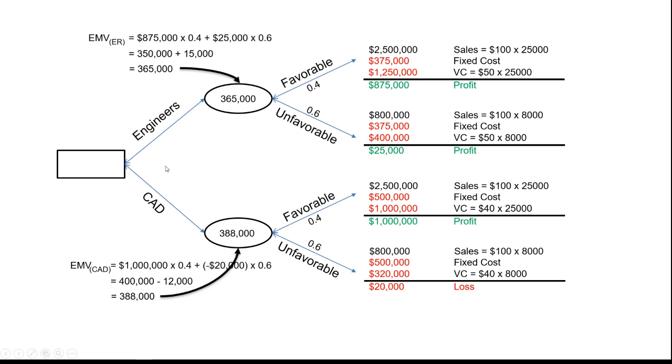So in this case, if I were to pick engineers, then I would be expecting to make a profit of 365,000, whereas if I picked the computer-aided design, I'd be expected to make a profit of 388,000. So in this case, out of these two options, CAD is the better one.